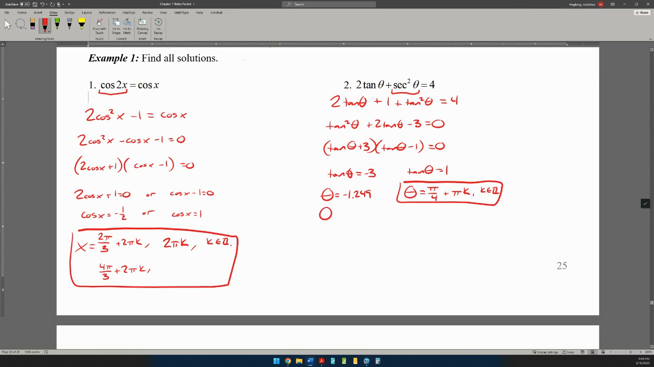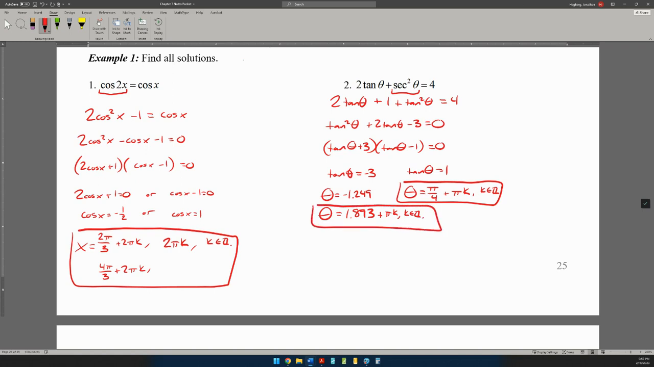Okay, so theta is equal to 1.893, and that's that angle in quadrant 2 that is directly across from the negative 1.249. So what we can say is we can take that 1.893, and because we know that every other angle solution is a half rotation around, we can just add pi k to that as well, where k is an integer.